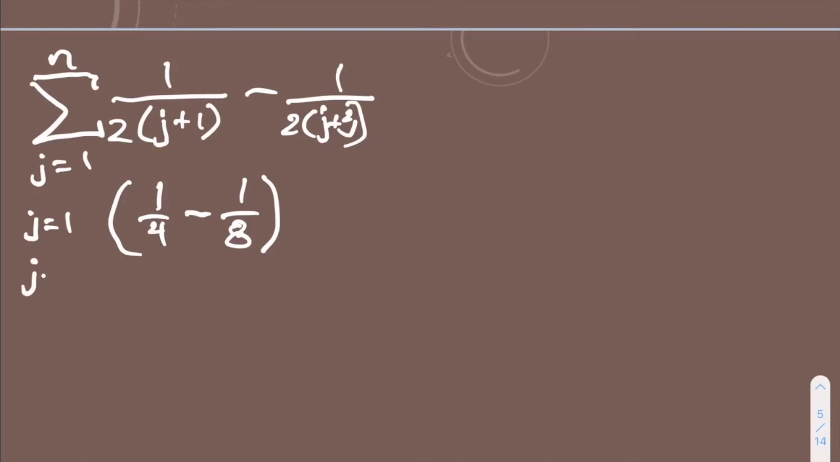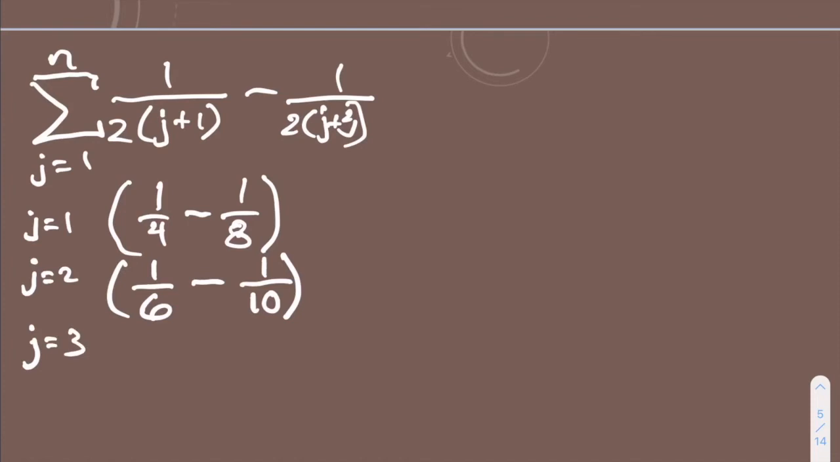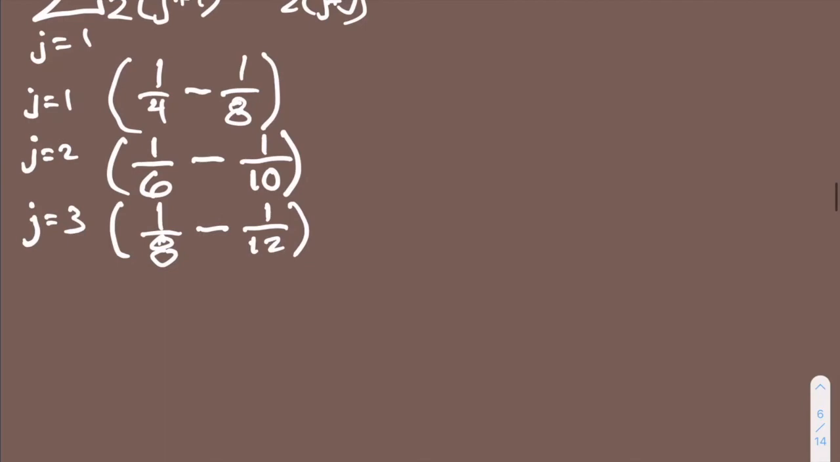And then we have j equals 2, and let's look at that. So 2 plus 1 is 3, times 2 is 1 over 6, minus 1 over 2 plus 3 is 5, times 2 is 10. Okay, I'm not seeing anything just yet. Let's just keep on going here. j is equal to 3. When j is equal to 3, j plus 1 is 4, and that times 2 is 1 over 8. Minus, and then when j is equal to 3, 3 plus 3 is 6, times 2 is 12, so 1 over 12. Let's keep going a little bit more.